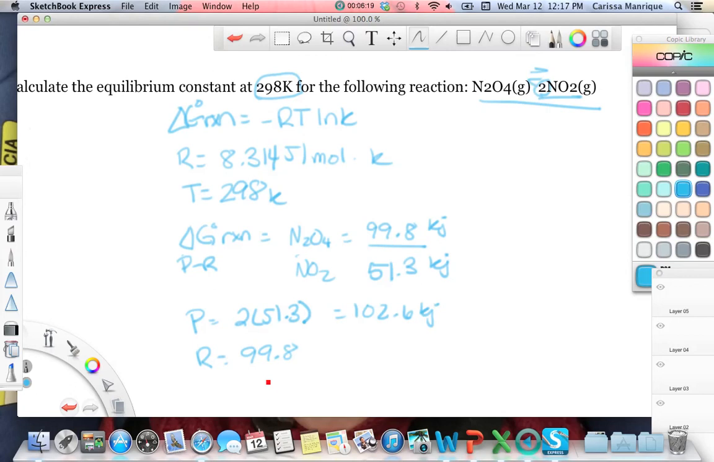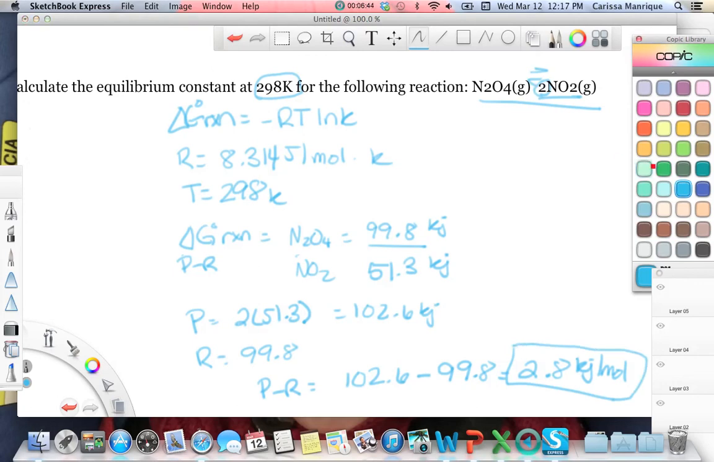99.8. So if I do my products minus my reactant, which is going to be 102.6, then minus my reactant, which is 99.8, I get delta G is 2.8 kilojoules per mole. Okay, so this is my delta G number right here.